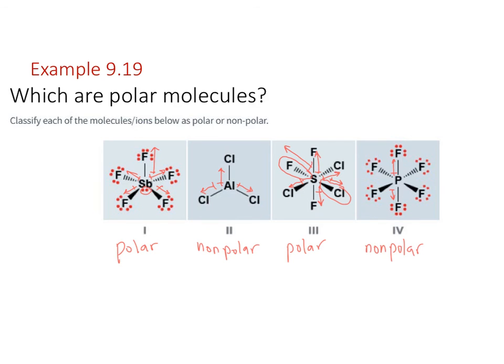So hopefully that helps, but we need to think about the geometry. Think about, if I have a polar bond, what is the overall geometry of the molecule and the vector from that polar bond? Is there something to cancel it out, or is it unbalanced in the molecule? And if there's no balance to the molecule with respect to the geometry and the polar bonds, then yes, overall the molecule would be polar.